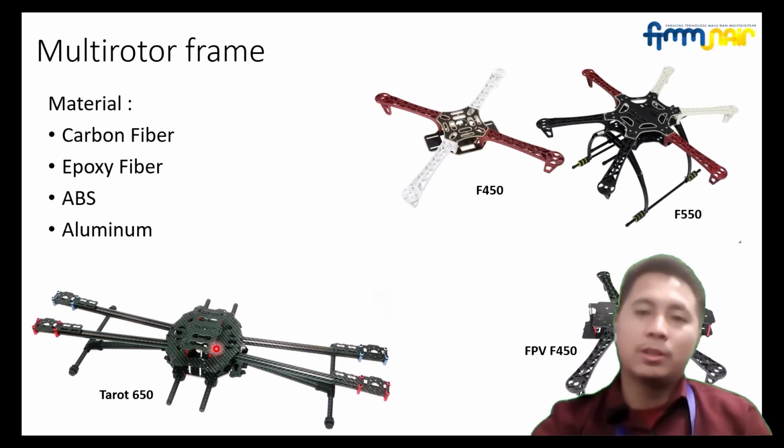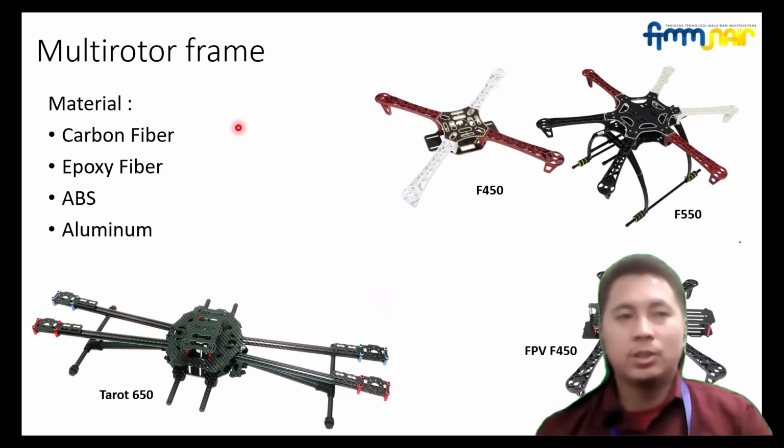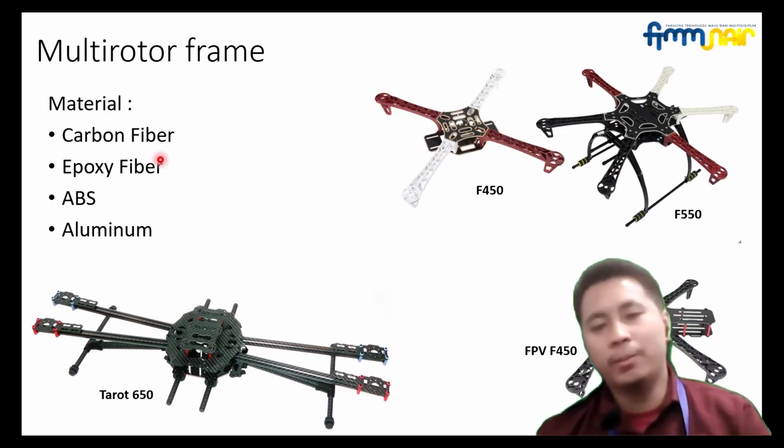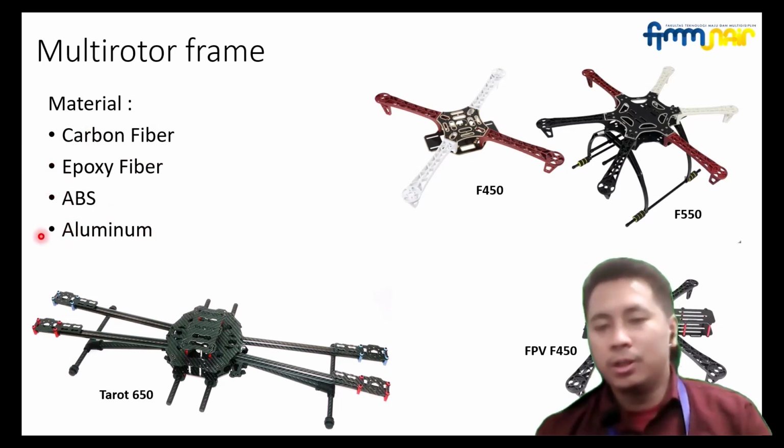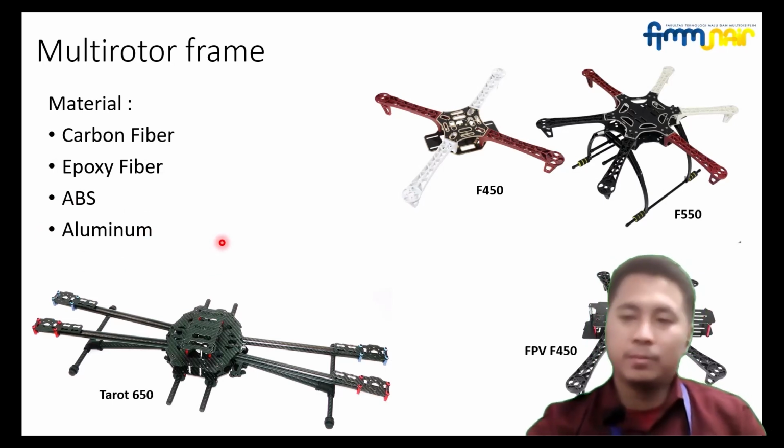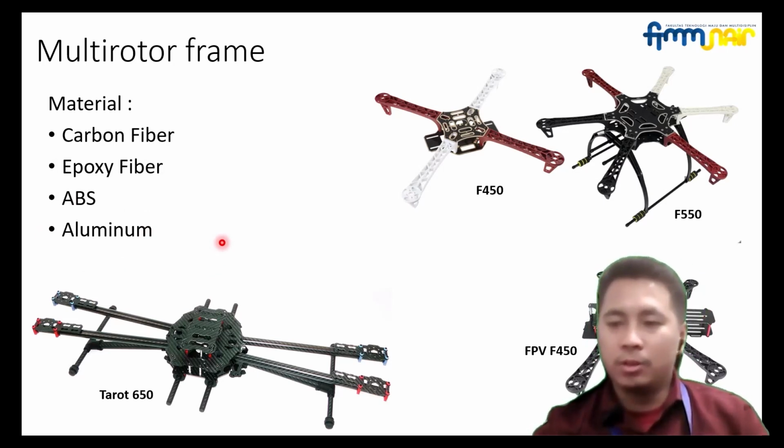And this is the multicopter frame. This is an example of a multicopter frame. Common materials include carbon fiber, epoxy fiber, ABS plastic, and sometimes aluminum as well. I think the best you can use is carbon fiber, but you have to sacrifice on the price of the carbon fiber.